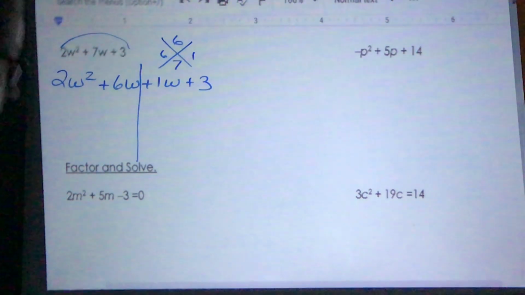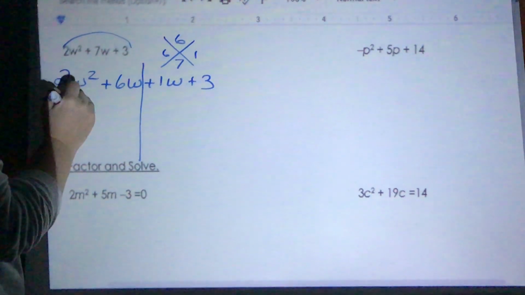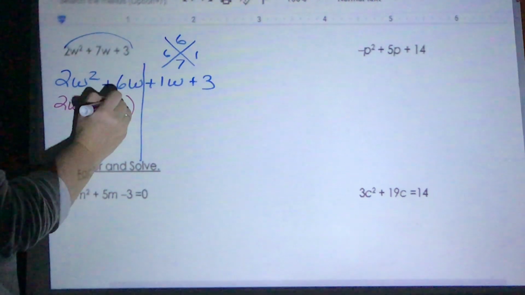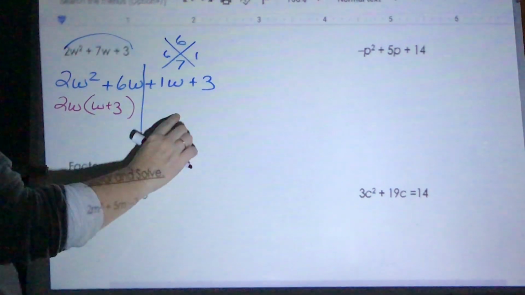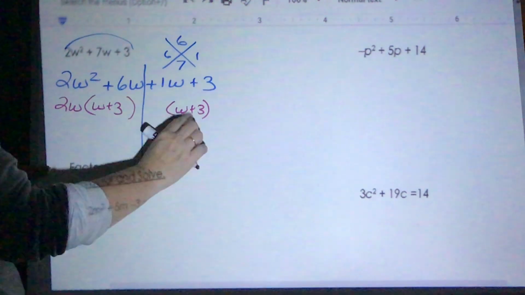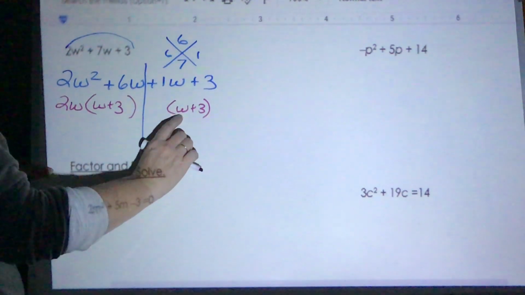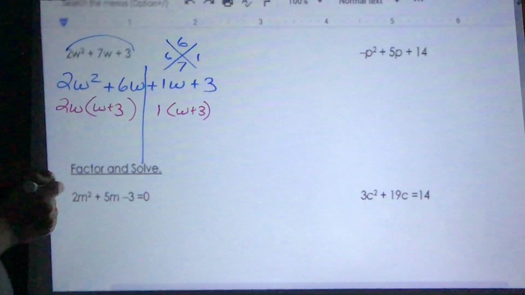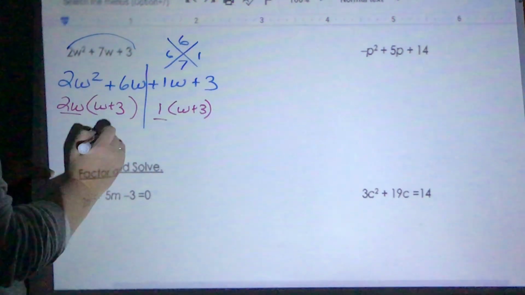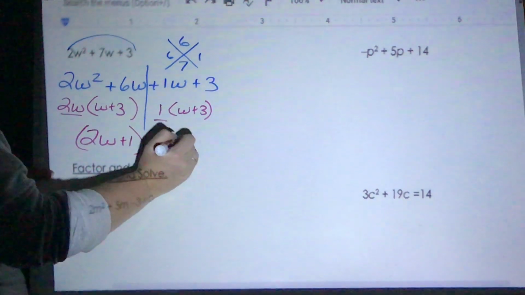Now on the first side, I'm going to look for my GCF. My GCF over here would be 2w. The parentheses would end up being w plus 3. So I know that if this is going to work, my other parentheses also have to be w plus 3 because this will only work if the parentheses match. So if I look at this and think, what did I have to multiply to get this? It would just be a 1. So now my answer is the 2w plus 1, which are the two GCFs, and then w plus 3 as my other parentheses.